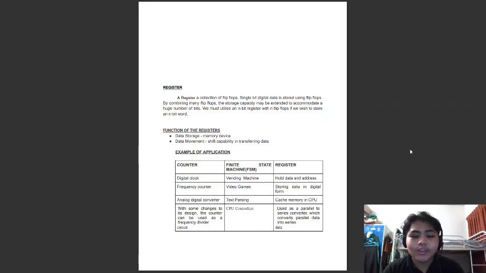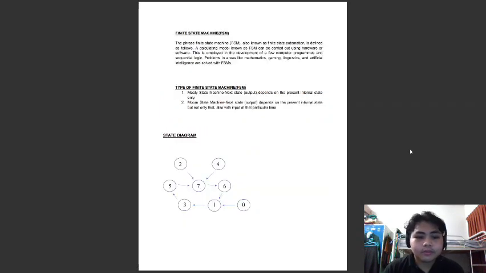And the last one is CPU controllers. Why for CPU controller? Because with some change to its design, the counter can be used as a frequency divider circuit. Why is a register used for CPU controllers? Because it is used as a parallel to series converter, which converts parallel data into series data. So those are the examples of application for counter and register.